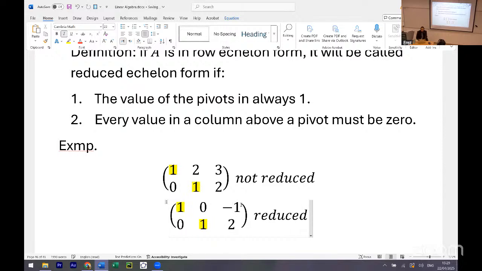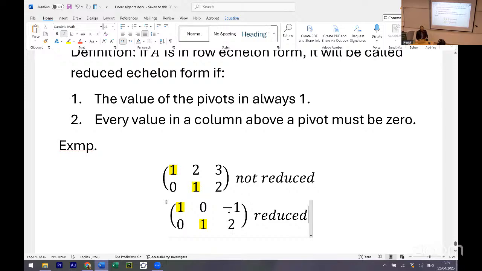And sometimes students mistakenly think it's not reduced because they see here the -1 and the 2, elements which are not 1 and 0. But the 1 and 0 should be in the pivot columns. Other columns could have any number they like. Okay?